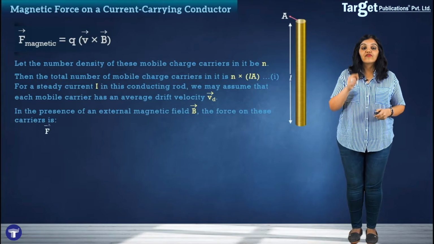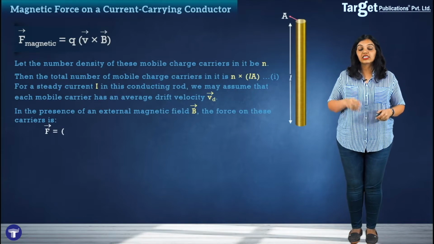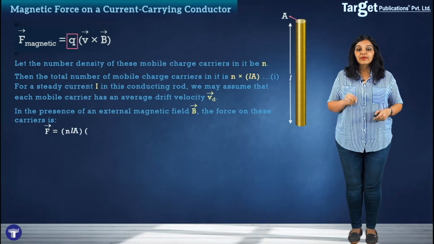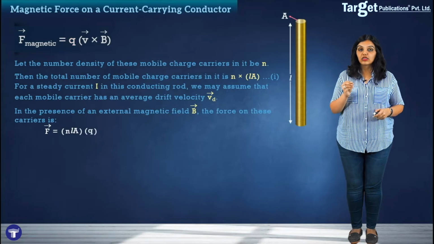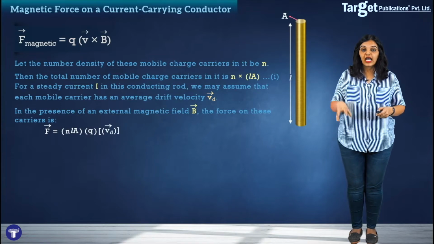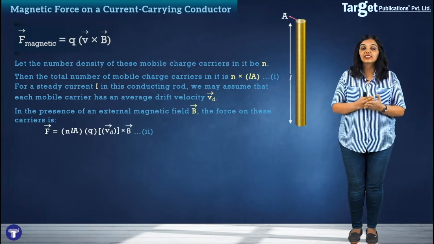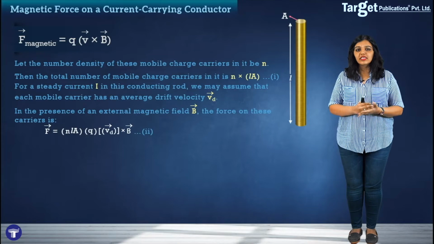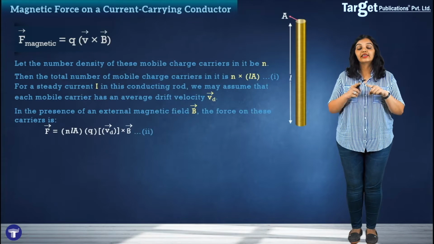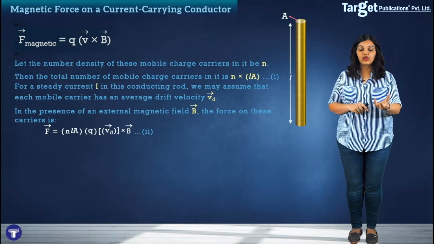That is, instead of writing F is equal to qV cross B, I will write F is equal to, instead of this q, the total charge, that is nLA, which is the number of charge carriers, multiplied by the charge on each carrier, which will give me the total charge. And then instead of V, I write Vd because this is the drift velocity of the charge carriers, and we write B as it is. And this gives me the expression for the magnetic force acting on a current carrying conductor. Remember, we found this from the same expression that we had for a moving charge, but instead of one charge, I had to write down the expression for the total charge, and instead of V, I have written Vd because that's the drift velocity of the charge carriers.